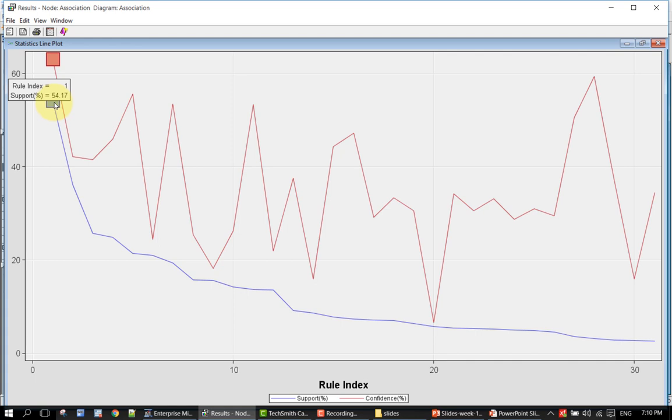What does it mean? So 54% of the customers have two services as described by rule one. We'll take a look at rule one. What does it say? But the highest support here is 54. Slightly more than half of the sample size.